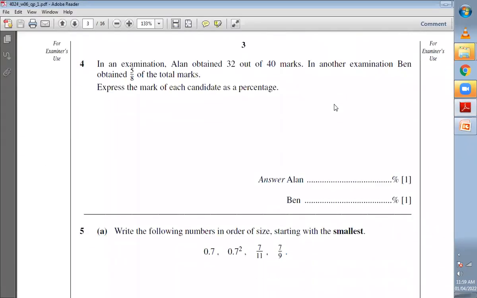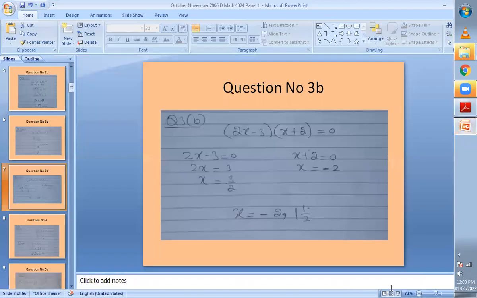Okay. The next question, question number 4. In an examination, Alan obtained 32 out of 40 marks. In another examination, Ben obtained 5 by 8 of the total marks. Express the marks of each candidate as a percentage. Okay, so let me show you.